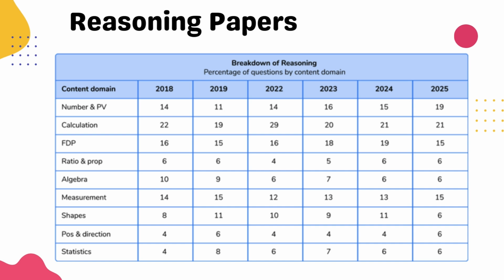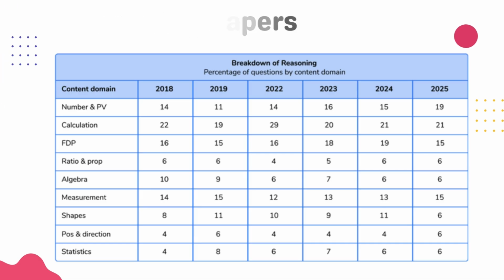Measurement is also quite high. And I'm going to look at some of those questions later on in the video, and then also number and place value. So place value means children's understanding of identifying numbers up to 1 million and being able to use numbers that are up to 1 million effectively and confidently.